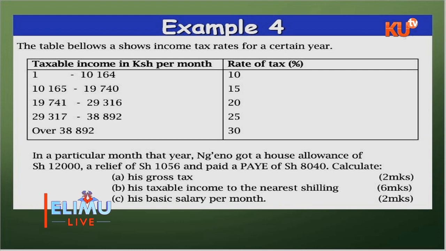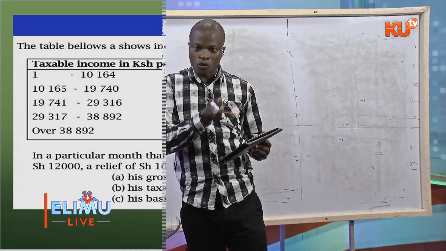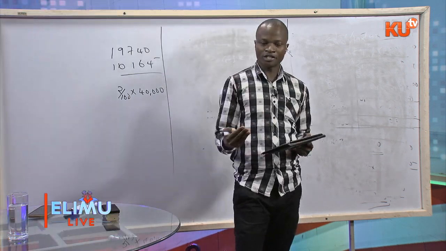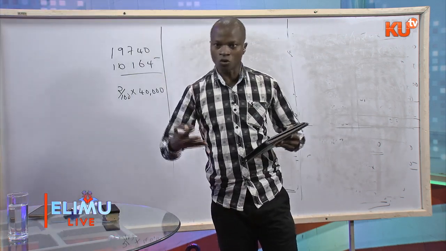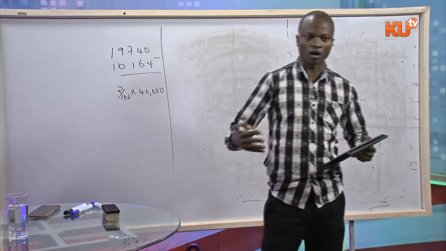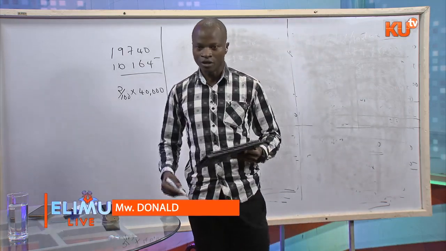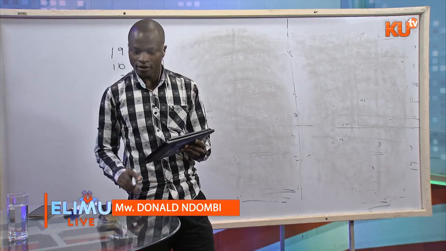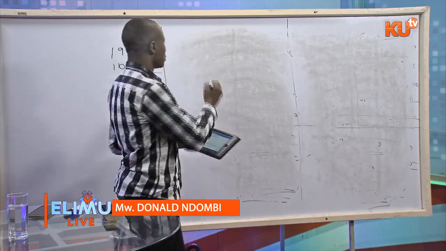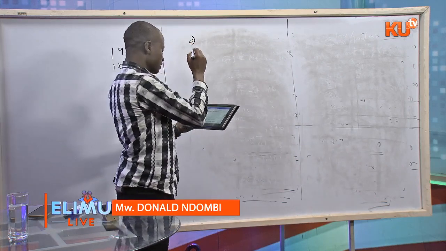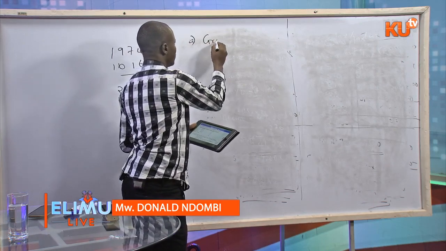Now in this case, we are working backwards. You've been given how much tax he pays, so we want to look at how much he earns, what we are calling the basic salary. So how do we start? The first one is we want the gross, calculate his gross tax.